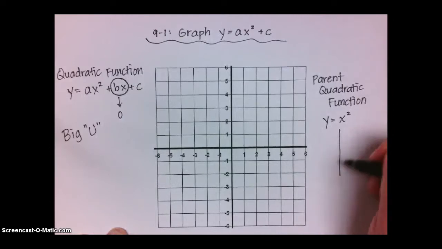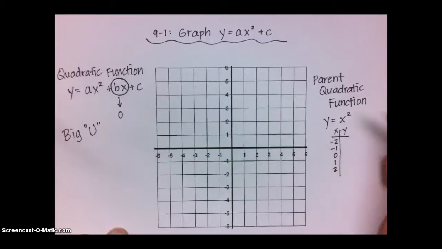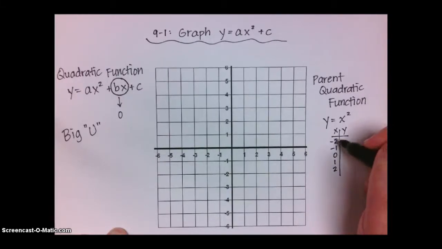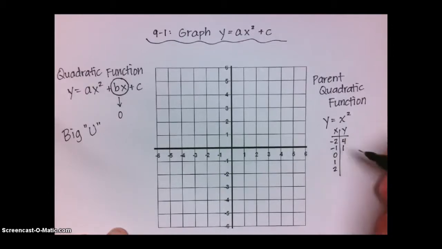So if I was going to graph this, I would just choose some points for my x's and my y's. I would plug them in and then I would graph them. So I'm going to choose my x's to figure out my y's. I'm going to start with -2. When I square that, I get +4. When I plug in -1 and I square that, I get +1. Plug in 0 and I square that, I get 0. 1 squared is 1, and 2 squared is 4.